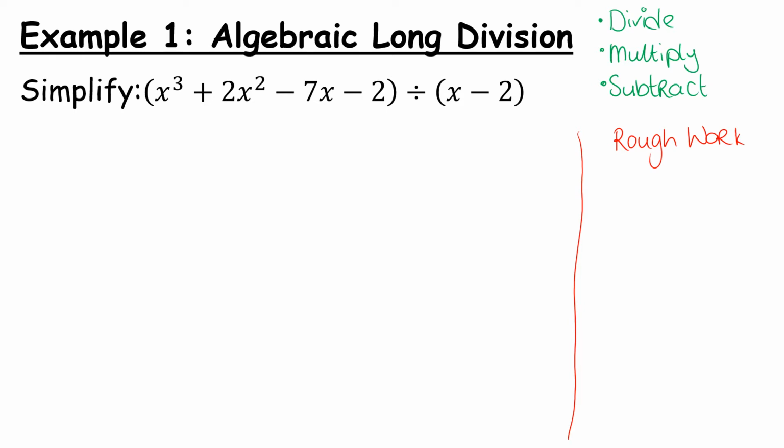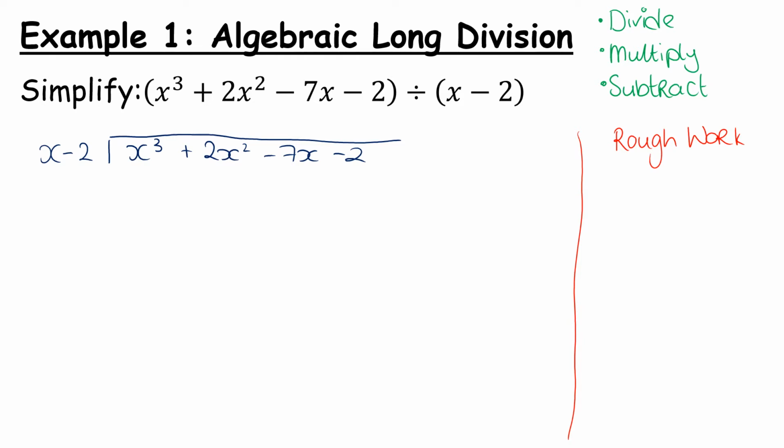So let's set up our long division here. We have x minus 2, and we're going to divide that into x cubed plus 2x squared minus 7x minus 2. Now, I would always use a rough work column here to help the long division, specifically for the divide part. If you are fully comfortable with the division and you can do it in your head, that's absolutely fine. But if you are struggling to see it, it can be a good idea to start with the rough work column, and maybe then as you get more confident you'll stop using it. I'm going to use the rough work column for this example anyway.